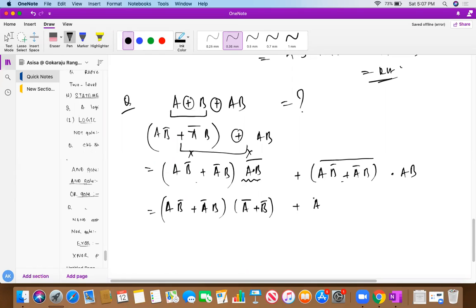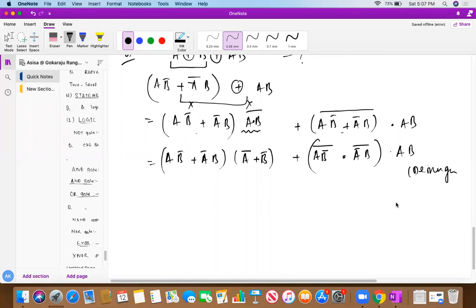What would it be? It will be A B bar, and this will be A bar B bar with AB. I have just applied De Morgan's theorem, nothing else. Wherever the whole bars are there, I have just broken the bar and changed the operator, nothing else. Here I have applied one De Morgan's theorem, here I have applied one De Morgan's theorem, and I have written it over here, nothing else.